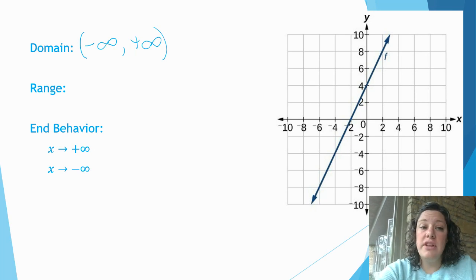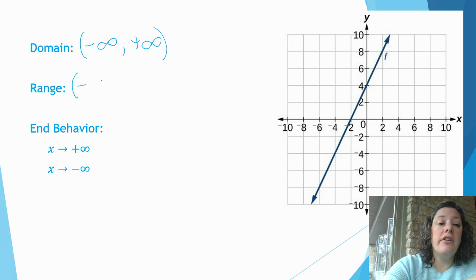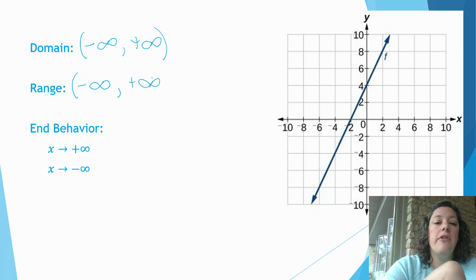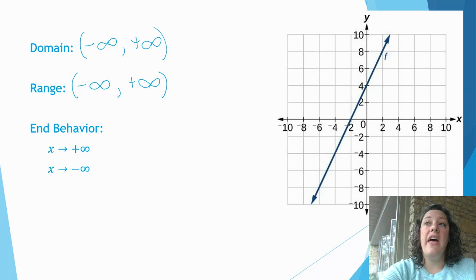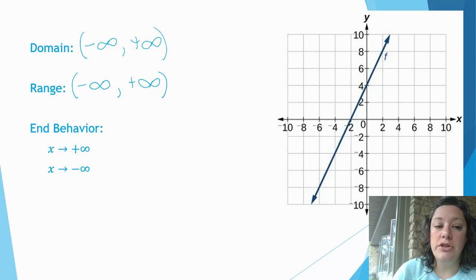Same with the range, actually. It will continue to go down forever to negative infinity, and it will continue to go up forever to positive infinity. Notice how we separated that. We talked about going to the left and the right, and then we talked about going up and going down. We're separating the domain and the range.